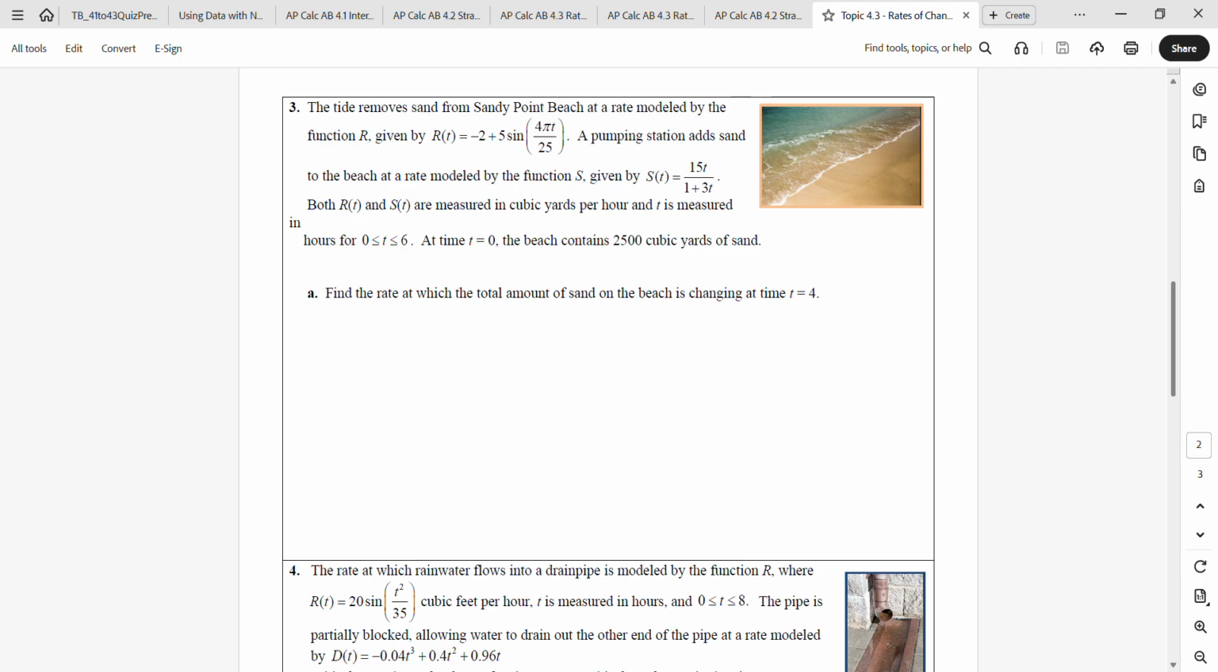So what did you do? I'm just curious. I took the two rates and I plugged 4 into both of them, and then I did s of t minus r of t equals total change. So then what was your answer? 2.0908. Great. Yes. It was decreasing at a rate of 2.9.